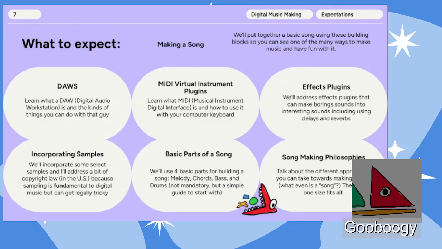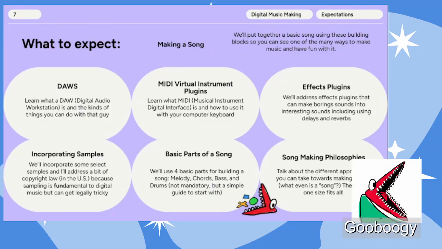So what to expect? We're going to try to go over these little parts of making music. First off, there's your DAW, your digital audio workstation. This is the software program that you're going to be using to make it. It's like your Clip Studio Paint, your MS Paint, or your Audacity, but for making music. And then we're going to be using virtual instrument plugins. These are little programs that you'll be able to make sounds with just your computer keyboard.